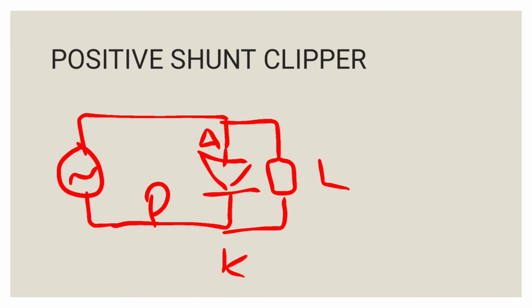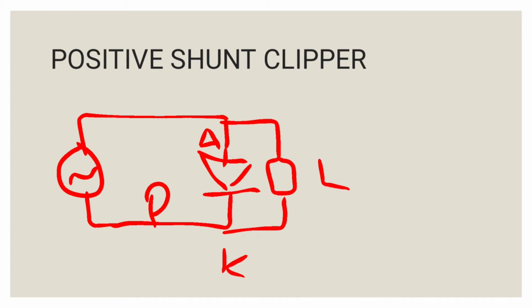If we apply the input signal to the positive shunt clipper, in the positive half cycle the diode conducts because it is in the forward bias condition, so it acts as a closed switch, but it doesn't allow the output to the load because the circuit is closed across it. Next, when it reaches the negative half cycle, it acts as an open circuit. The diode is in the reverse bias condition, so it doesn't conduct. Therefore, whatever signal is applied at the input will appear across the output.